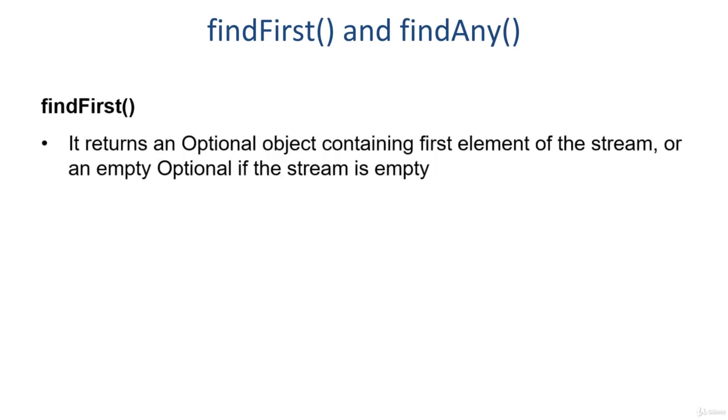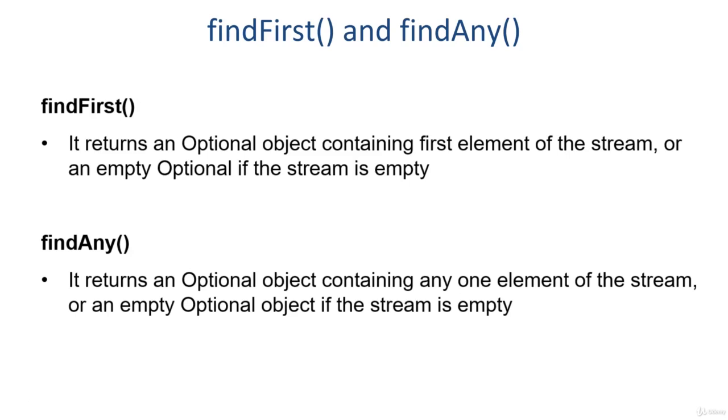In this video, we will discuss findFirst and findAny operations of stream. findFirst returns an optional object containing the first element of the stream, or an empty optional if the stream is empty. findAny returns an optional object containing any one element of the stream, or an empty optional object if the stream is empty.